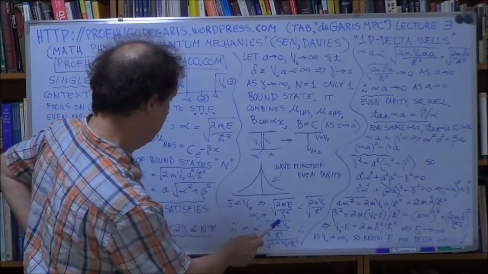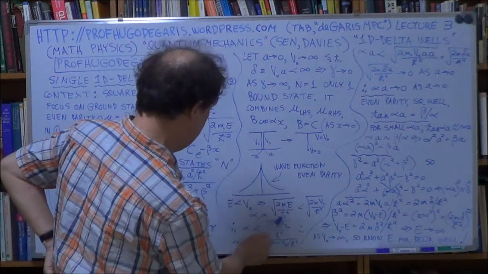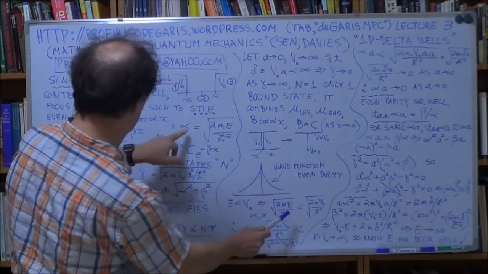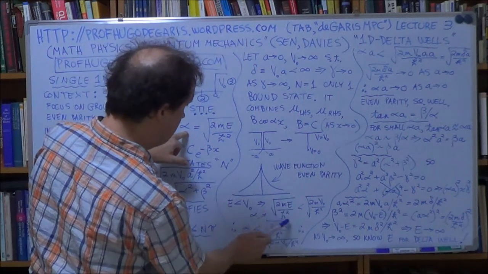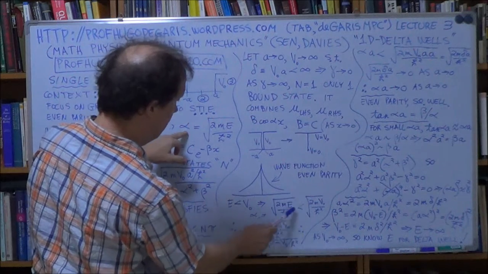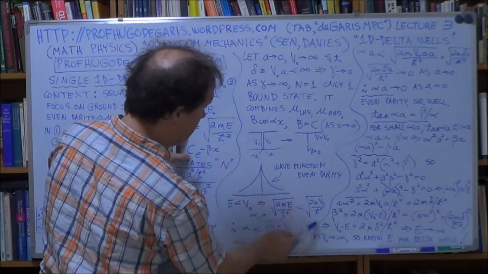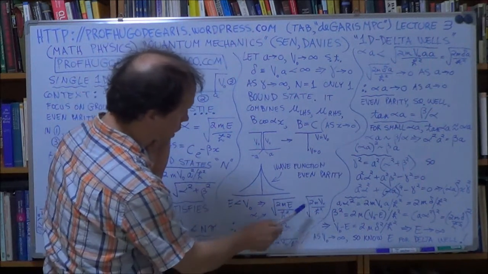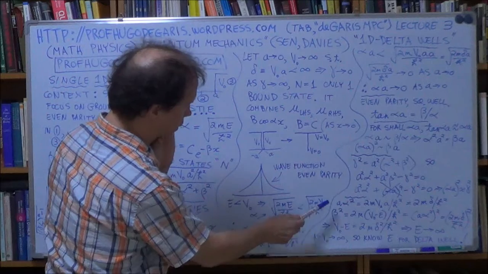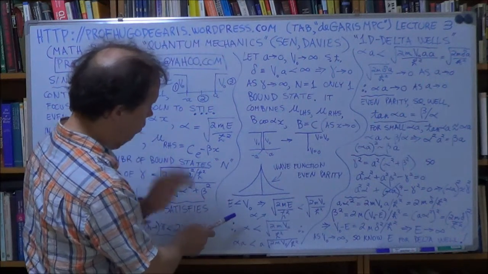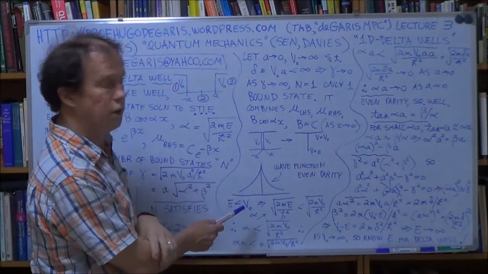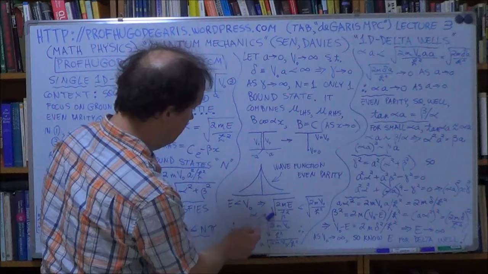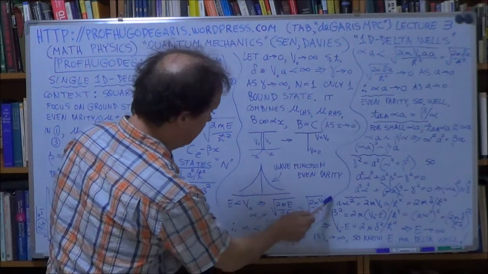Okay. Now this, what is this? This is alpha, isn't it? By definition. Okay. So this expression for alpha will be less than this expression. Now all I've done is changed E here to V naught. Now we've assumed that E is less than V naught. So therefore this here will be less than that.